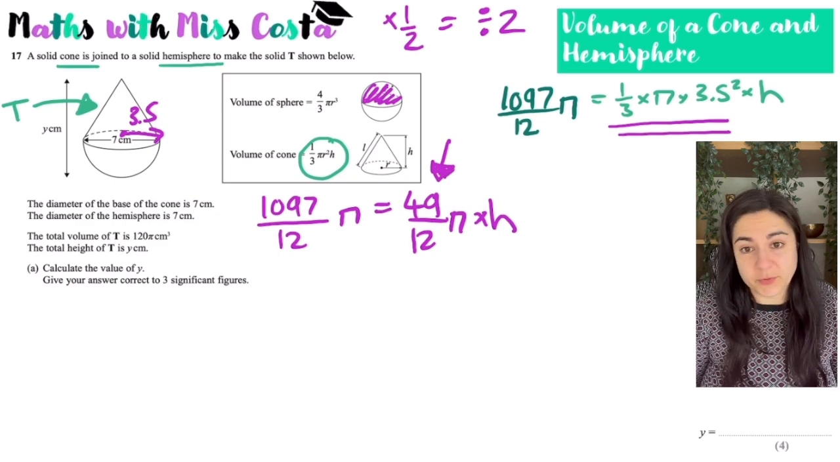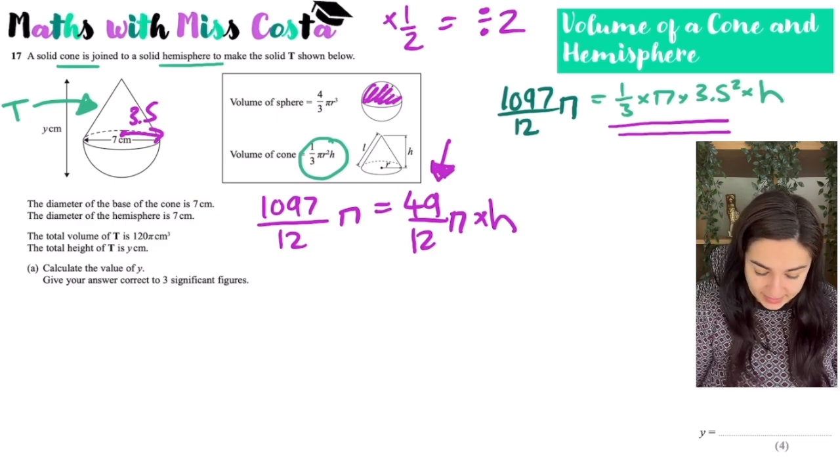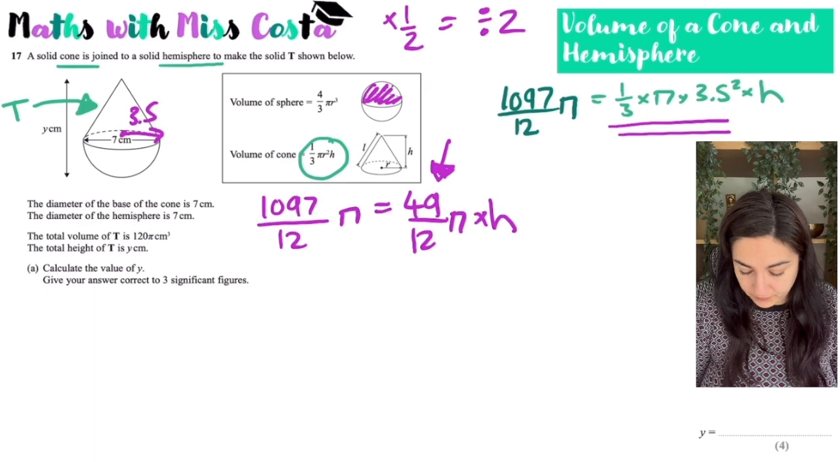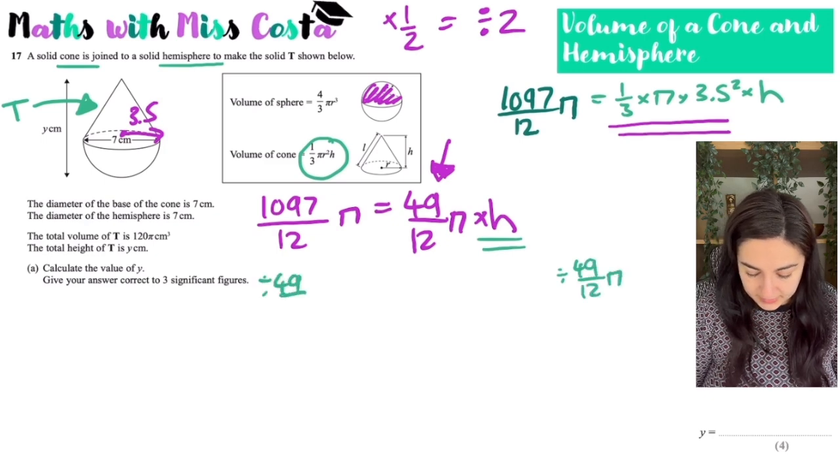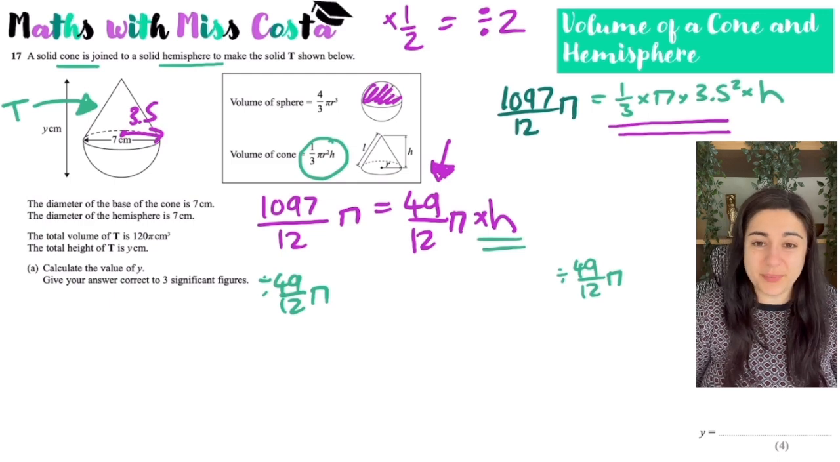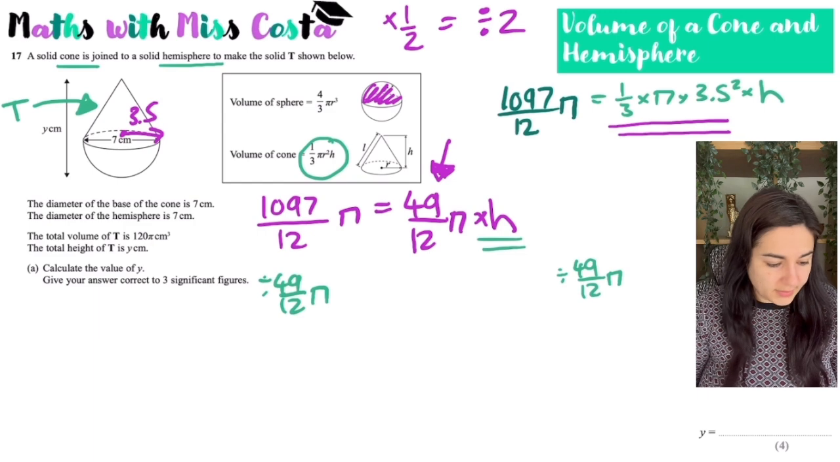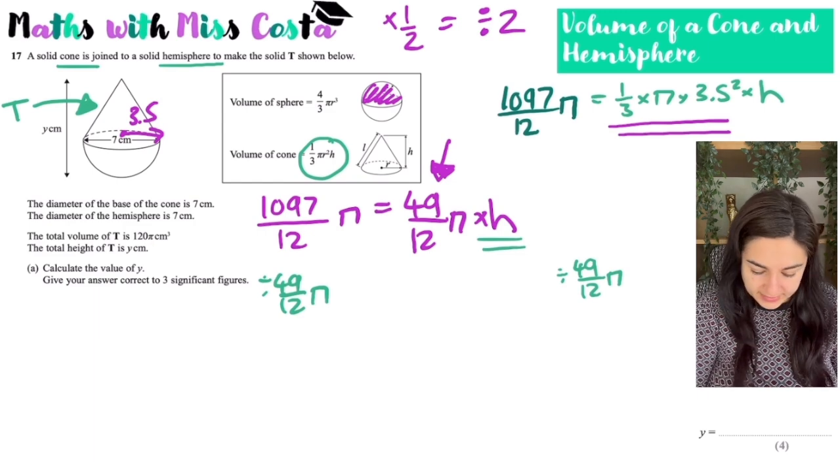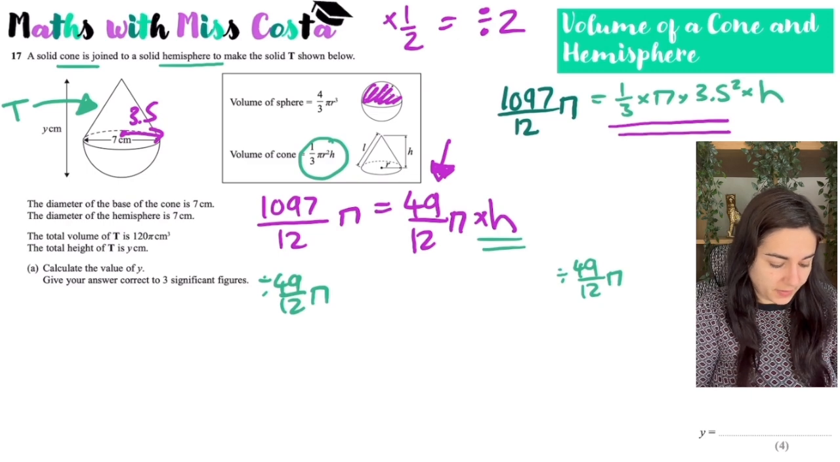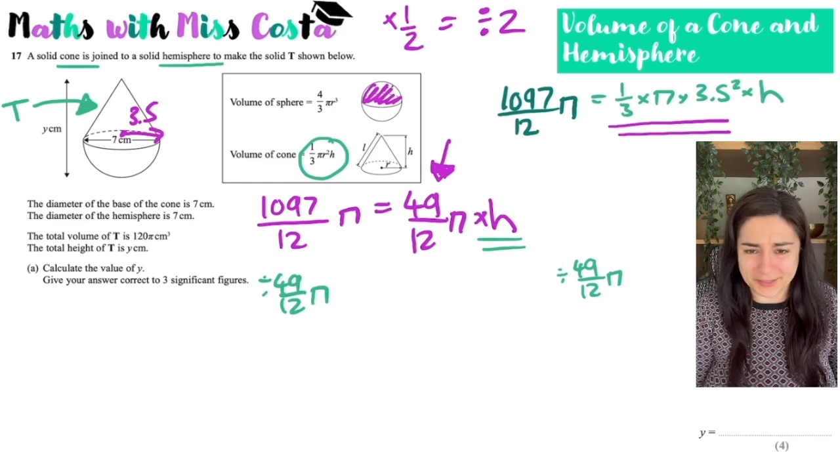Okay, so can you see I've simplified all of this, so I'm just left with some numerical stuff multiplied by h. And how do I get h as the subject? Well, I'm just going to divide both sides by 49 over 12 pi. Okay, so you do exactly the same as you would with simple algebra, it's just it's a fraction and it's got pi in it. So let's do that. So 1097 pi over 12. I miss my old calculator. I don't like these new ones.